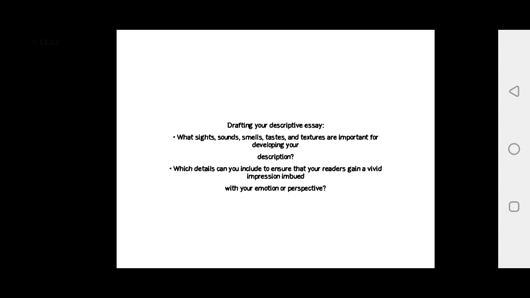Now let's go over to drafting your descriptive essay. Like we said before, what sight, sound, smell, taste, and textures are important for developing your description? Which details can you include to ensure that your readers gain a vivid impression imbued with your emotion or perspective? These 2 points actively inform us on what we need to do. Let's assume that you have to describe the fan in your living room. You know that as senior students you're required to write nothing less than 250 words. So if you have to describe the fan in the living room, what information do you think would be necessary?